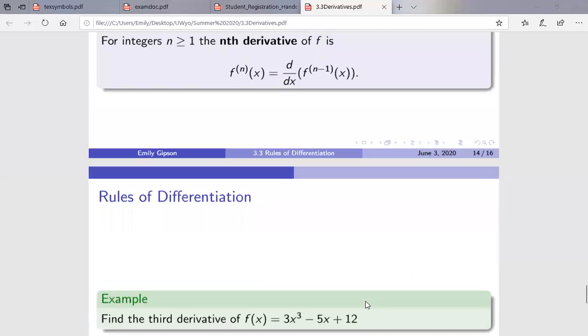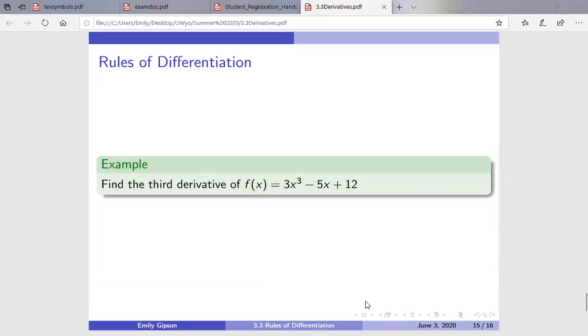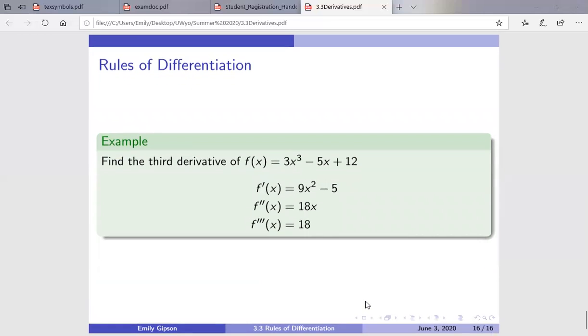So let's go ahead and see an example. Find the third derivative of f of x equals 3x cubed minus 5x plus 12. You can go ahead and pause and see how far you can get. So finding the third derivative of f of x equals 3x cubed minus 5x plus 12, we get that our first derivative is 9x squared minus 5, which means our second derivative is 18x, which means our third derivative, f triple prime, is equal to just the value 18.